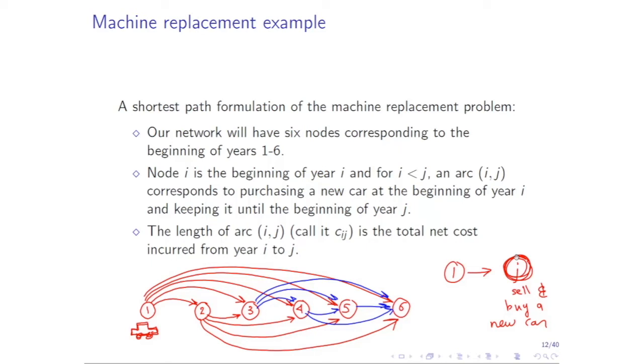By this interpretation of the edges, it is obvious to see that every edge is associated with a cost. If I use the car from the beginning of year 1 to the beginning of year j, then there will be a cost of maintaining the car. So I put the cost in here. In that case, every edge is associated with a cost, and technically my decision is what is the cheapest way to go from 1 to 6.